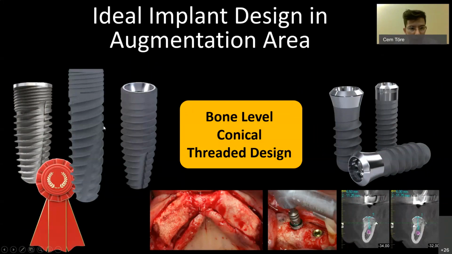We prefer a conical design, not cylindrical implants, and a threaded design, of course, but a little more on the aggressive side can be preferable to make sure we have our primary stability in the augmented bone, which is sometimes described as, in the sinus area, a D5 bone. So to ensure we have enough primary stability, we need a little bit on the aggressive side of screws.